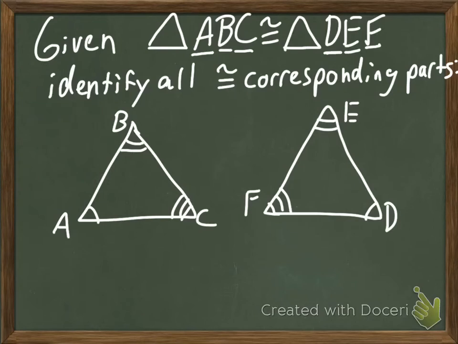Now let's talk about the sides. And again, we look at the name. The first, AB, DE. So we know that AB and DE are congruent sides. Then we have BC and EF. So we know that BC is congruent to EF. And then finally, we have CA and FD. Those two are congruent to each other as well. And that's how you identify all the corresponding parts in two congruent triangles.